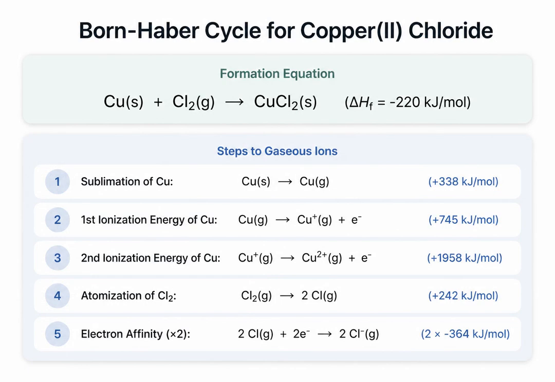Let's construct a Born-Haber cycle to find the lattice energy of copper-2 chloride. We start with the formation equation from solid copper and chlorine gas. To reach the lattice energy step, we must convert these standard elements into gaseous ions. We sublime the copper, then apply the first and second ionization energies to reach a copper 2+ gaseous ion. For chlorine, we atomize the gas to get 2 moles of chlorine atoms and then apply the first electron affinity. Crucially, because we have 2 moles of chlorine atoms, we must multiply the electron affinity value by 2.